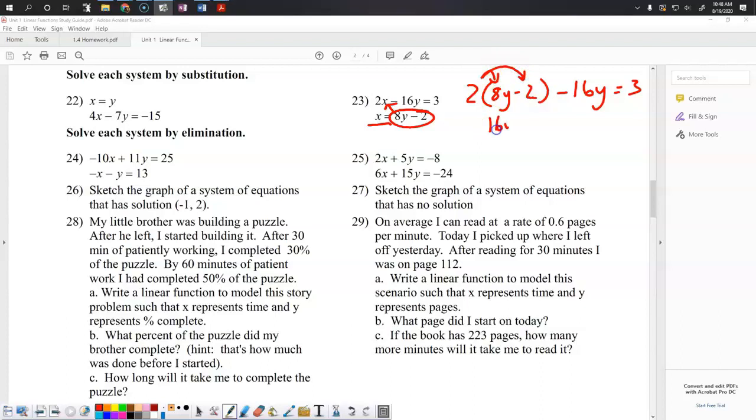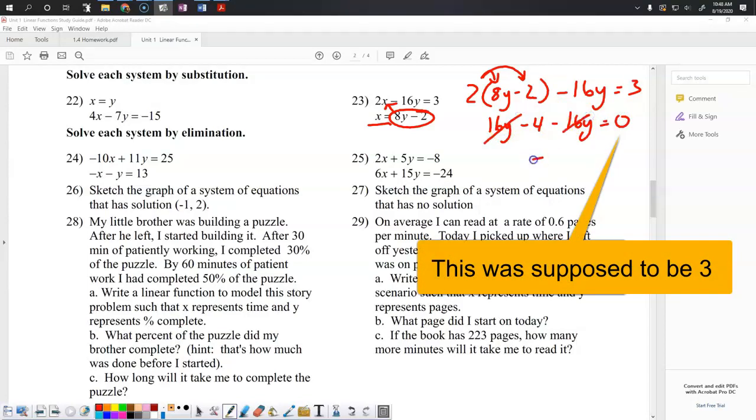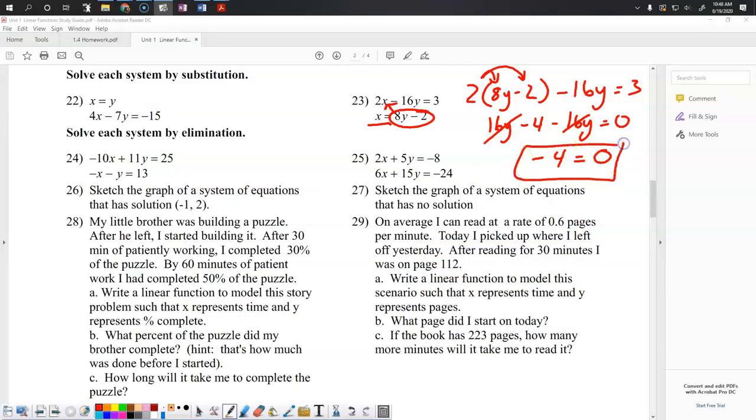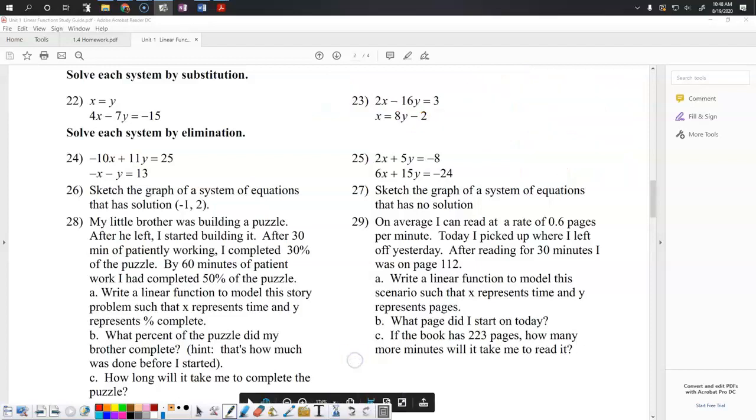We're going to distribute first. The 16ths cancel out and you're left with -4 equals 0. Now, when your variables go away, that either means no solution or infinite solutions. When you end up with a statement like this that's false, -4 is not equal to 0, that means there is no solution. That's the substitution method. Let's go ahead and take a look at number 24. Number 24 is so you guys can practice the elimination method.